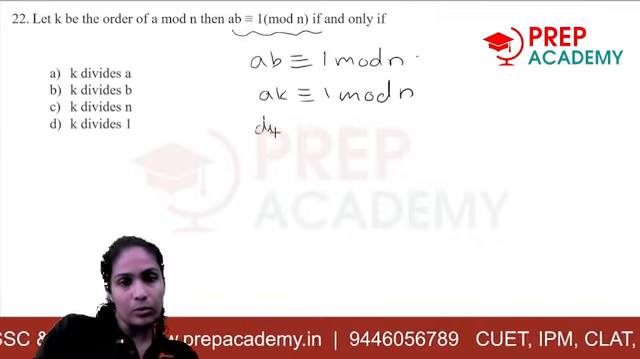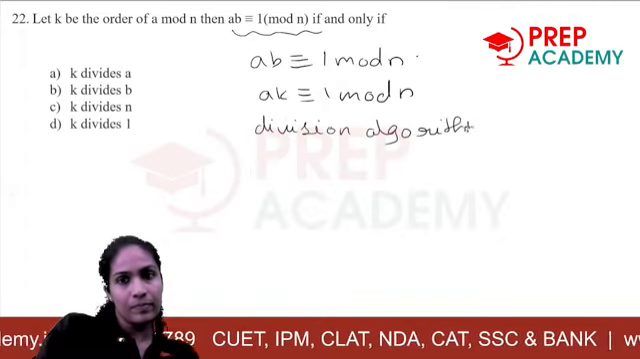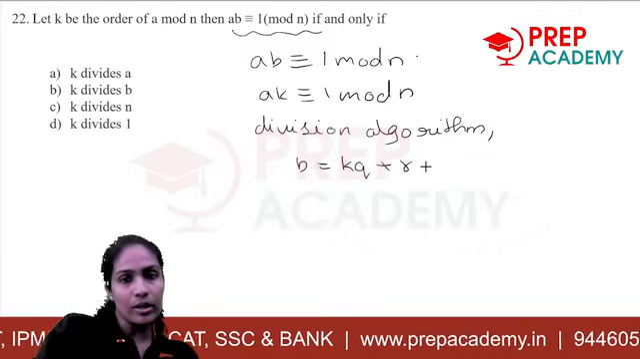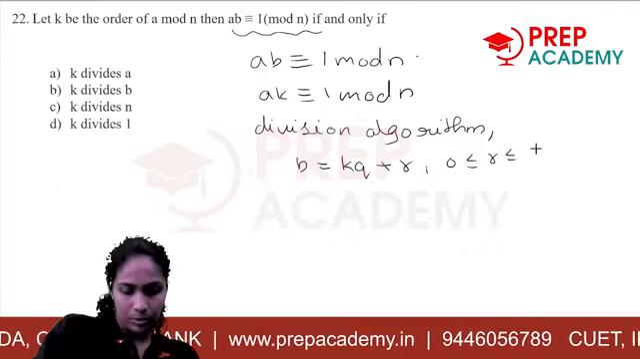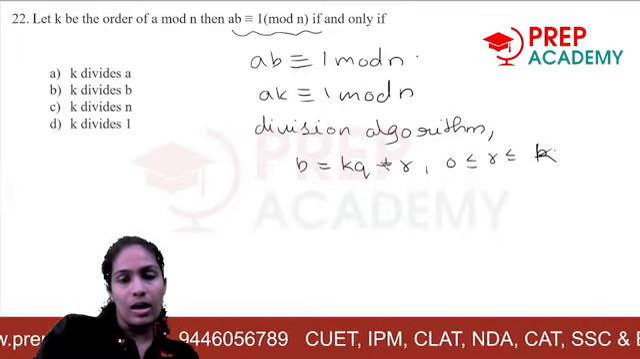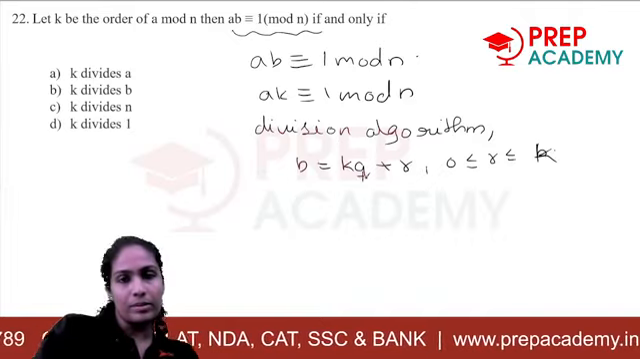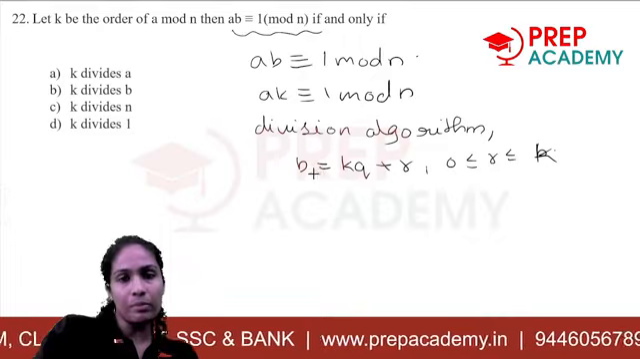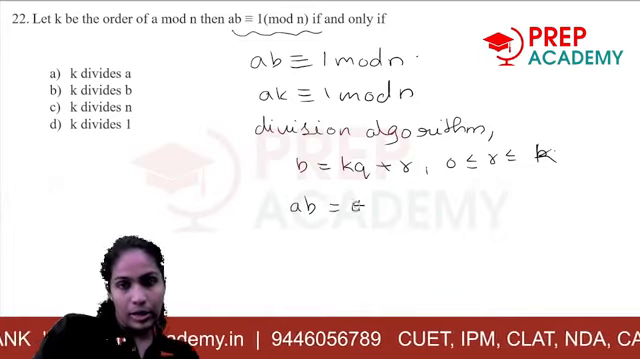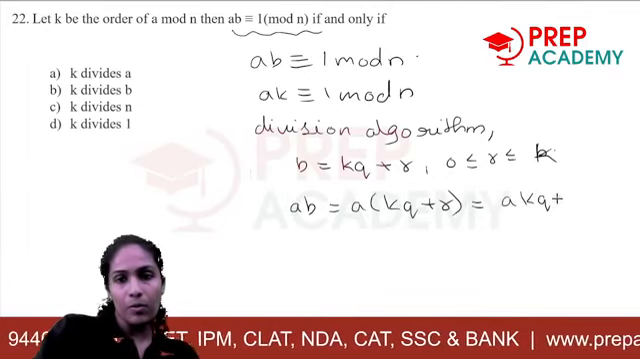Now, by division algorithm, b can be written as kq plus r, where 0 less than or equal to r less than k, where r is the remainder, q is the quotient, k is the divisor, b is the dividend. So we are using the division algorithm to write b is equal to kq plus r. Then ab is equal to a into kq plus r, which is a^kq plus ar.